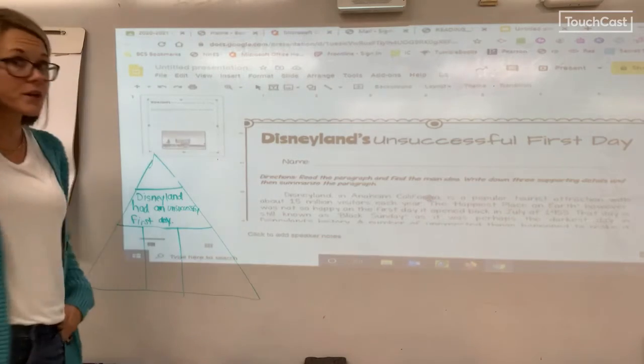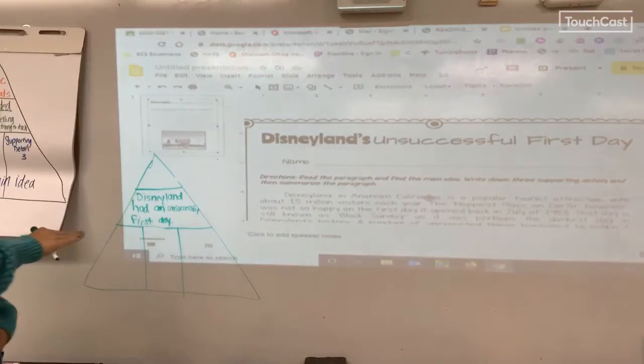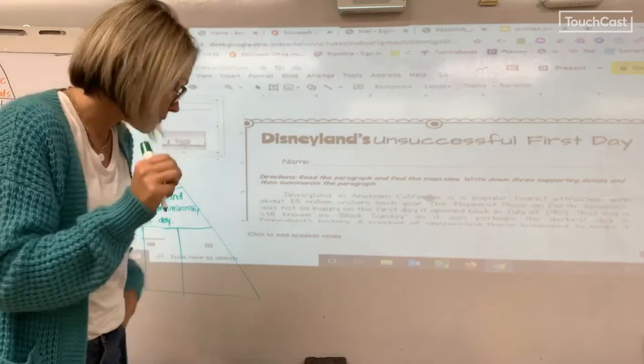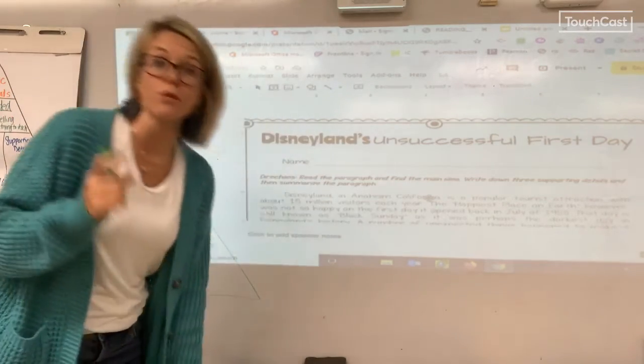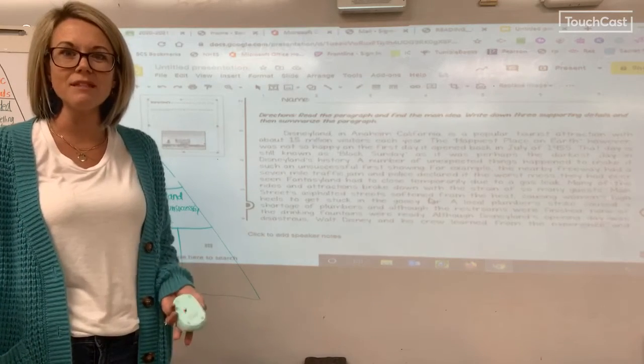Now, as we're reading, we're going to try to figure out what the topic is, and we're going to look for facts that Disneyland had an unsuccessful first day. So you're listening for the topic. When you're listening for the topic, you're not just looking for one word, you're looking for synonyms, words that are pretty much the same thing. They mean the same thing.